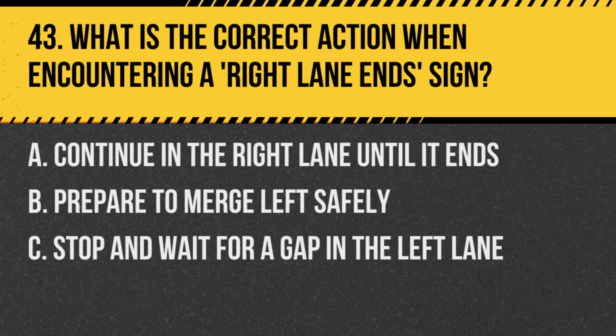Question 43. What is the correct action when encountering a right lane end sign? A. Continue in the right lane until it ends. B. Prepare to merge left safely. C. Stop and wait for a gap in the left lane. Answer: B. Prepare to merge left safely. When you see a right lane end sign, prepare to merge safely into the left lane.